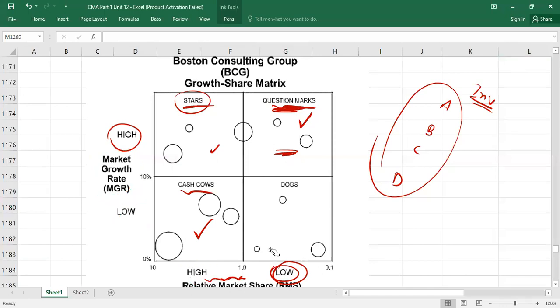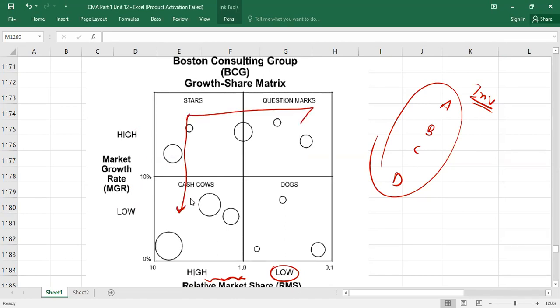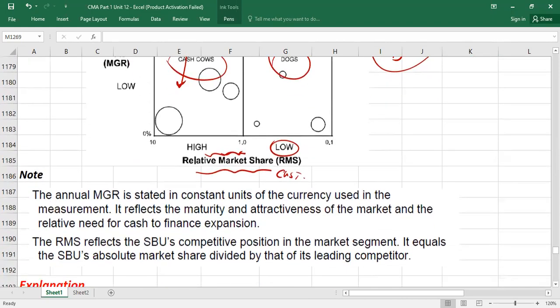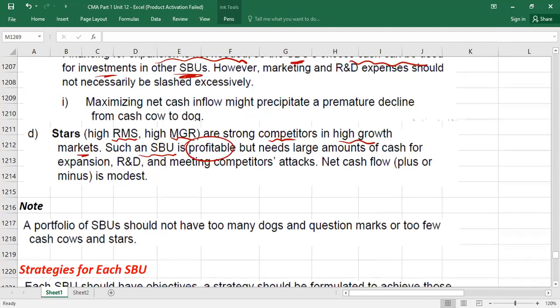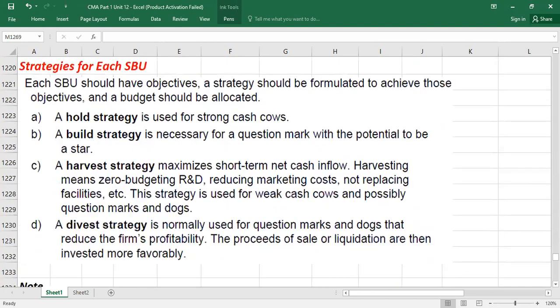Now, strategies I'm going to tell you, I'll explain them also, but mostly what we should do is convert question marks to stars and stars should be converted to cash cows. This is better for you. Understood? But now I'm going to tell you what to do with the dogs, what to do with the question marks, what to do with the stars, what to do with the cash cows. So here we go. There are 4 strategies which we can follow, strategies for each SBU. This is what you have to remember.